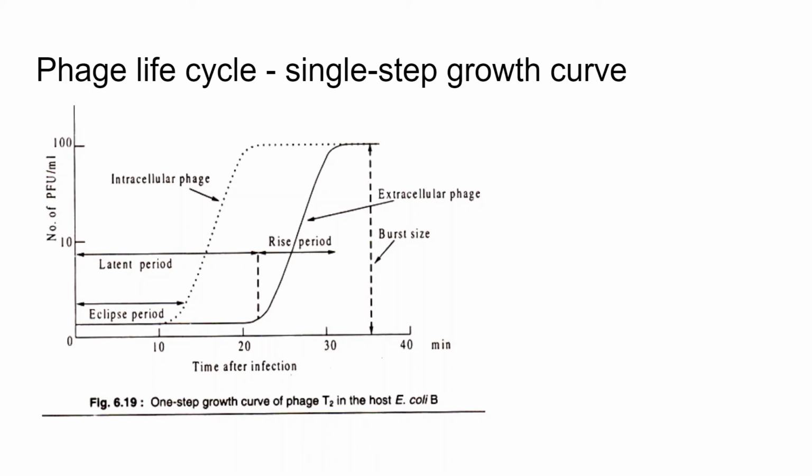Now I want you to think about those observations and that phage lytic cycle I just described. Why is it that there's no phage released for some time, unlike bacteria where they're just doubling and doubling through the log phase, growing incredibly quickly?